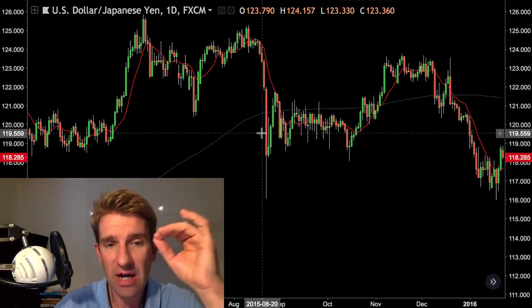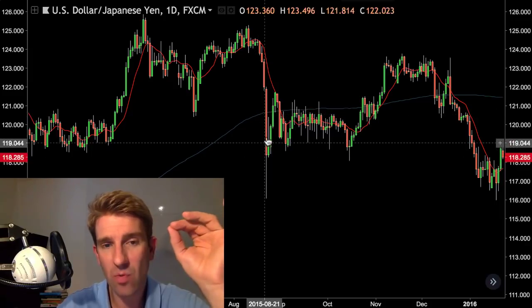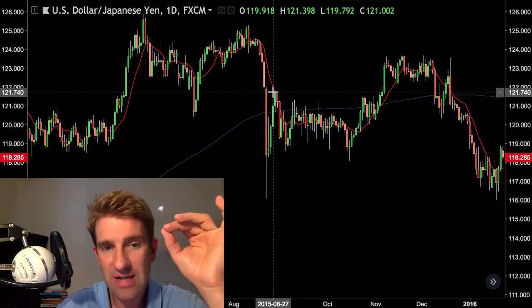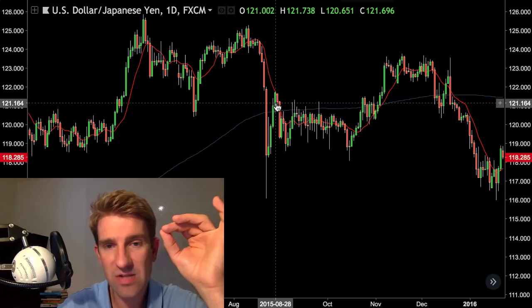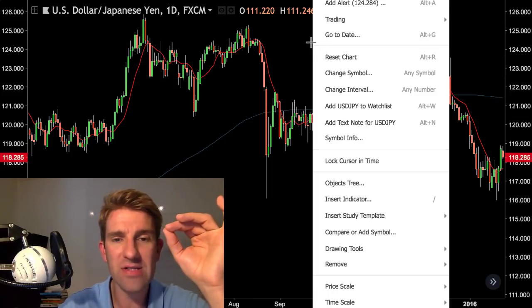Another one for you guys. We push down below the 200 period moving average here with the US dollar JPY, pull back to the 10 period, tag it. First close below it is here, so it's about 121.20, and then you've got 1 ATR, and I haven't got my ATR up, so let's stick it up.